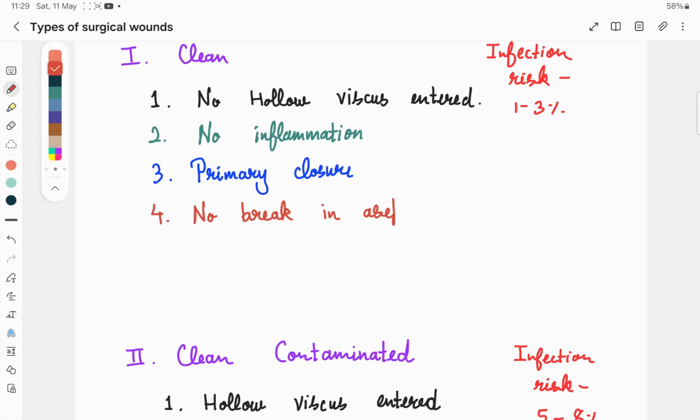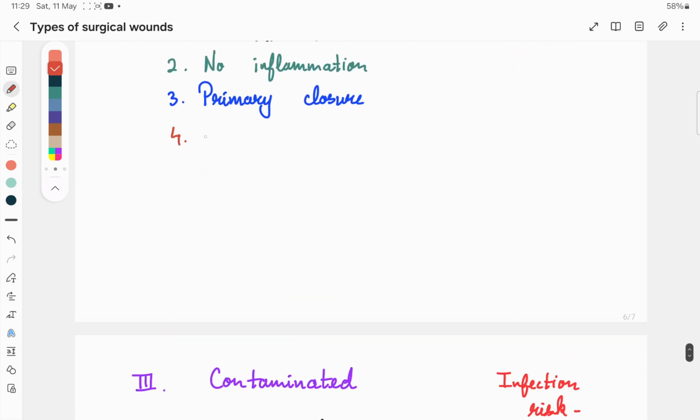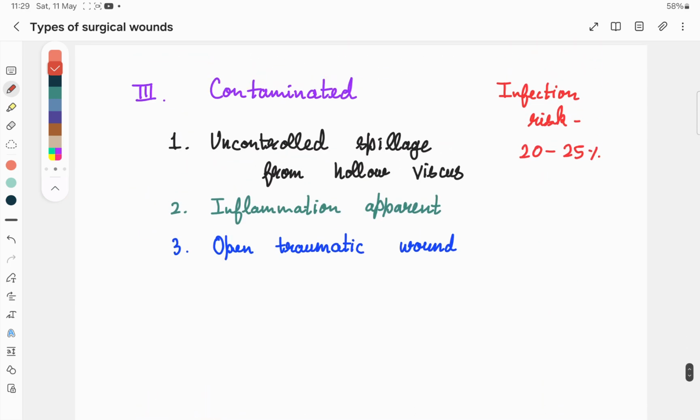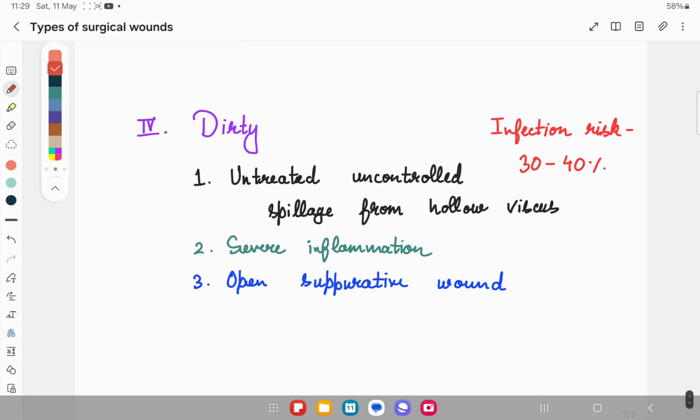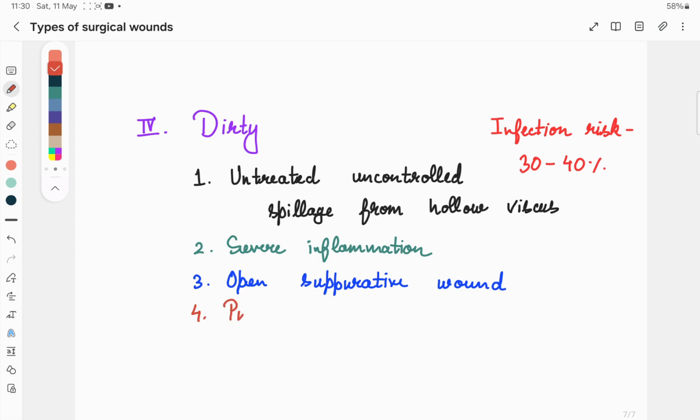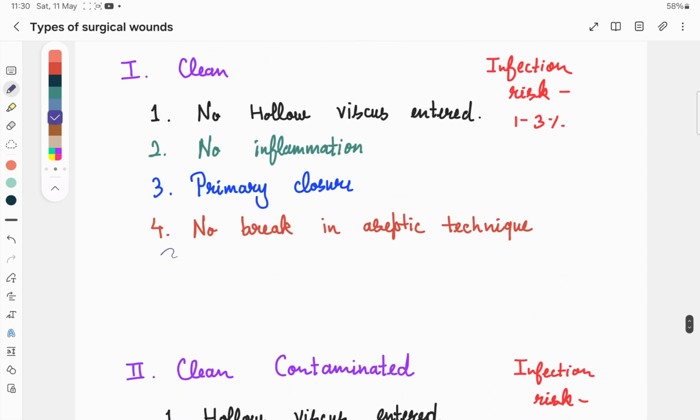The fourth major point is no break in aseptic technique in clean. Then we have minor break in aseptic technique in clean contaminated. In contaminated, we have a major break in aseptic technique. And in dirty, there is pus in the operative wound. So these are the 4 major points.